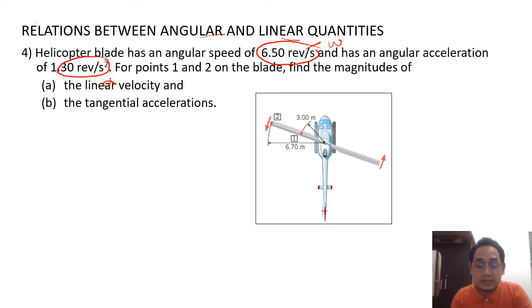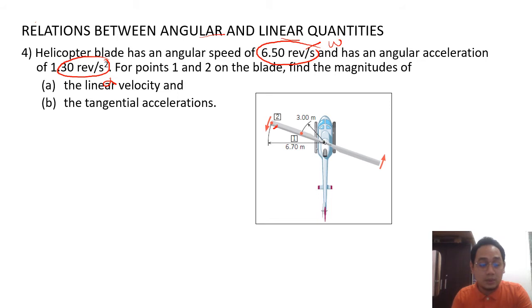Okay, so point 1 is here, which is 3 meters from the pivot of the fan blade, whereas point number 2 is here, which is 6.7 meters from the pivot. As you can see, the information given for both omega and alpha are not in SI unit, which means that we have to convert these two into SI unit first. So let's do that.